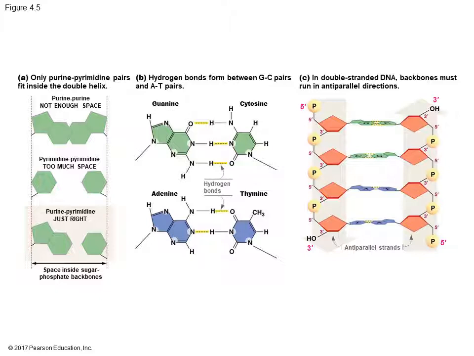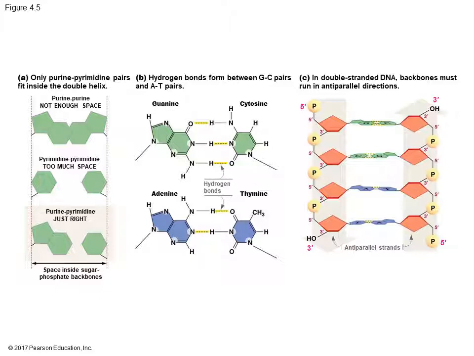Why is that? If you have two double rings together, they're crowded, they're overlapping. If you have two single rings together, then they're spaced too far apart. So it's sort of like Goldilocks and the Three Bears. A double ring and a single ring structure together is just right.